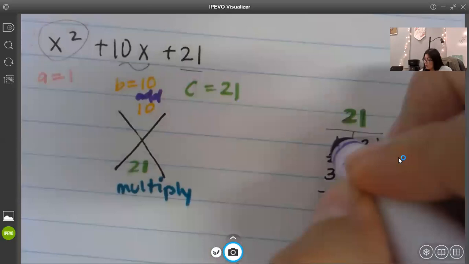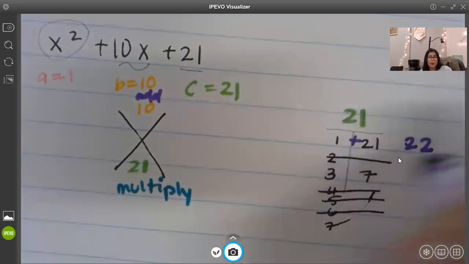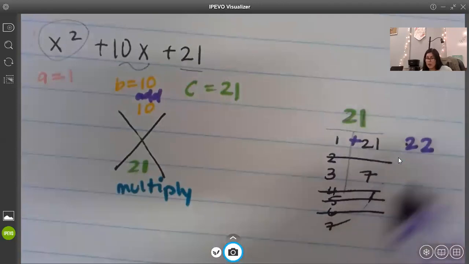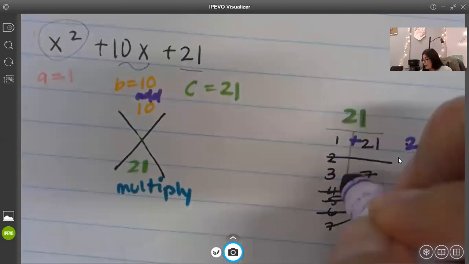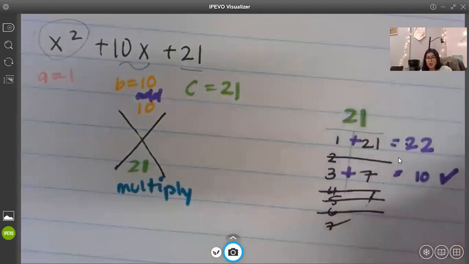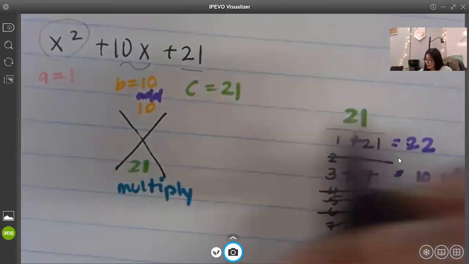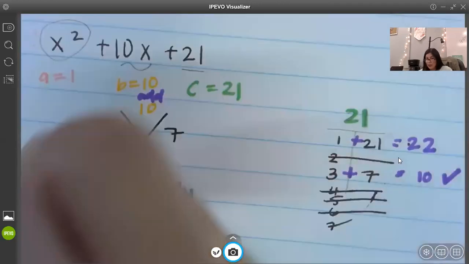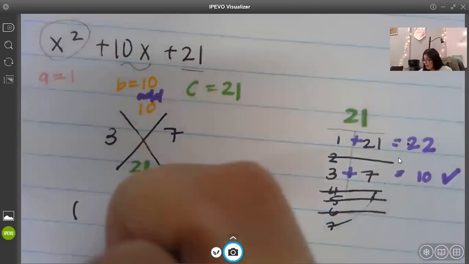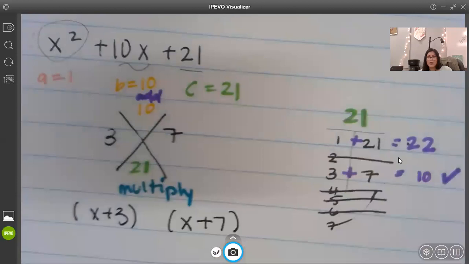So I'm going to add 1 plus 21, and that equals 22, not 10. So that would not be my factor for this equation. I'm going to add 3 plus 7, and I get 10. So those would be my factors, the 3 and the 7. Because they're both positive, I'm going to write x plus 3 and x plus 7. Those are my two factors.